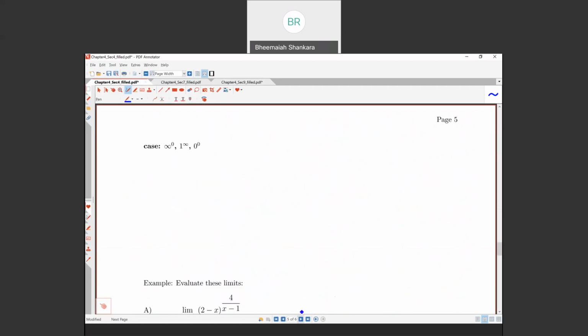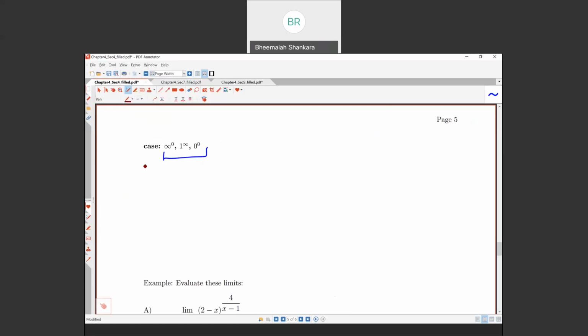The next is infinity to the 0, 1 to the infinity, and 0 to the 0. Some infinity functions with power as 0 or infinity. So in all these examples, you have to be very careful about the format. So let me do an example with a nice neat format first, and then let me do a particular example.